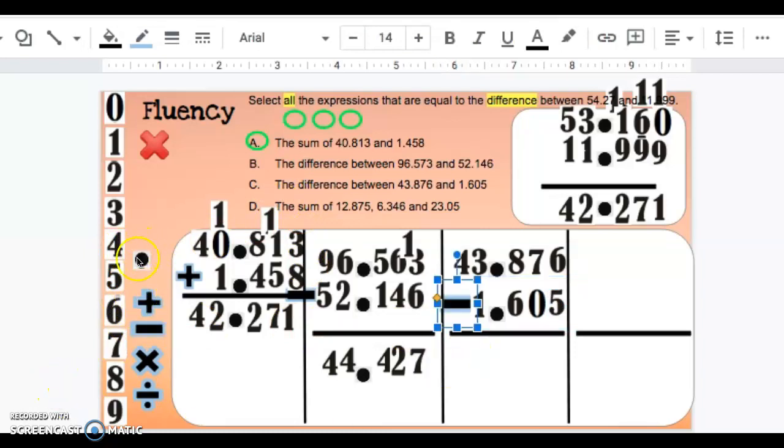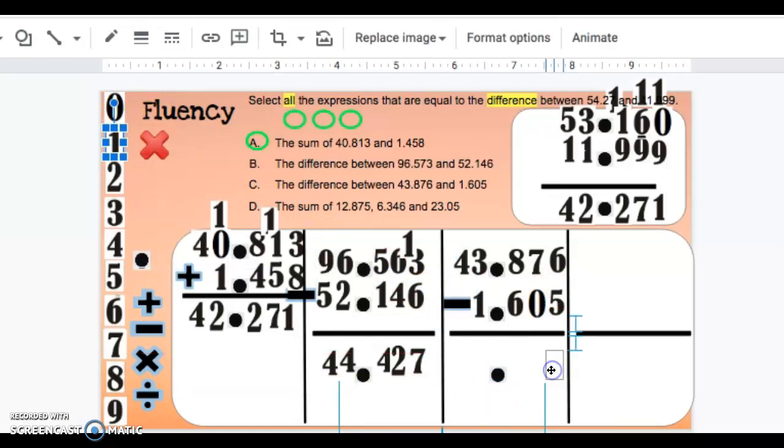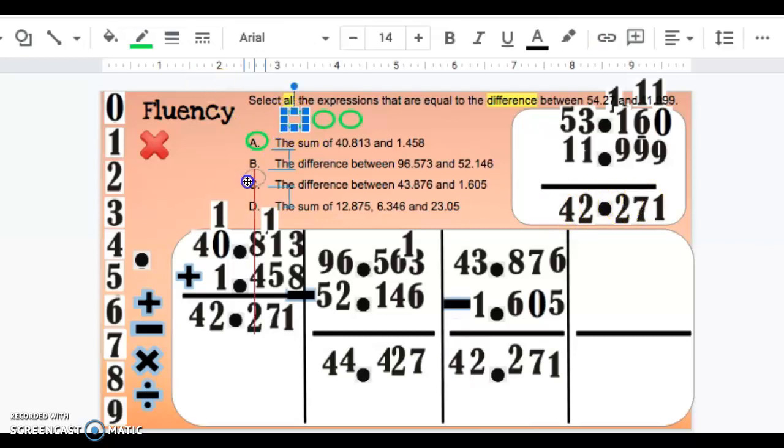Before I start subtracting, got to drop that decimal straight down. 6 minus 5 is 1. 7 minus 0 is 7. 8 minus 6 is 2. 3 minus 1 is 2. And 4 minus 0 is 4. We get 42 and 271 thousandths. Looking at my original problem, it's the same answer. So yes, I will be circling C.